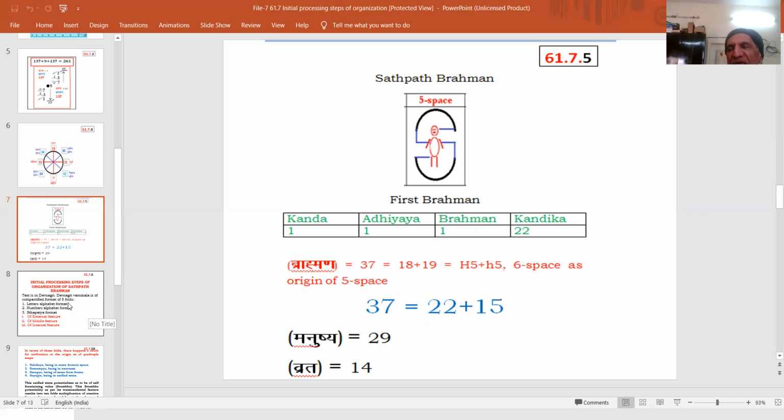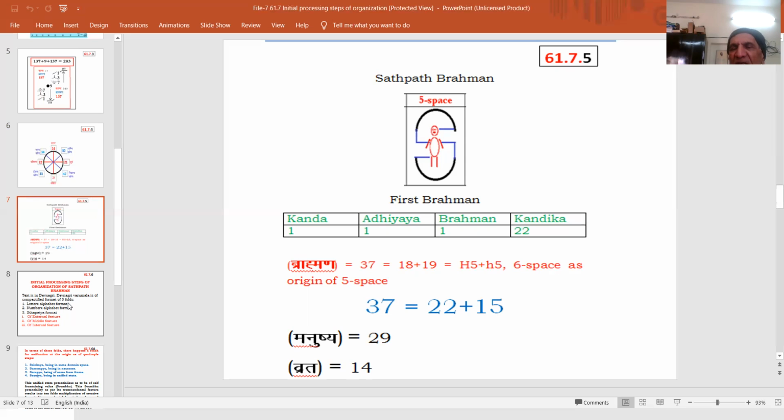The Brahman formulation is of TC value 37. The organization of value 37 as 18 plus 19 is parallel with the values of hypercube 5, a full unit and a half unit, which make origin of 5 space itself. Therefore, Sthapatya Brahmana scripture is the scripture which chases the flow of the 6 space origin, the self-referral origin from 5 space domain. The Sathpath Brahmana chase is parallel with the flow of self-referral origin, that is 6 space origin of 5 space.